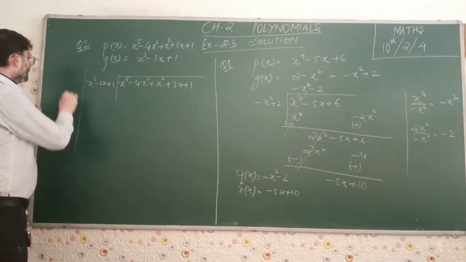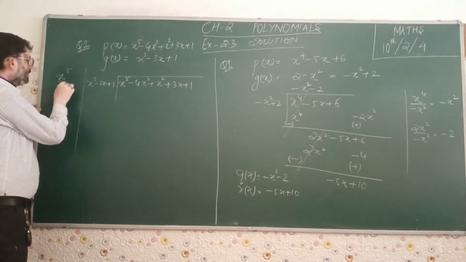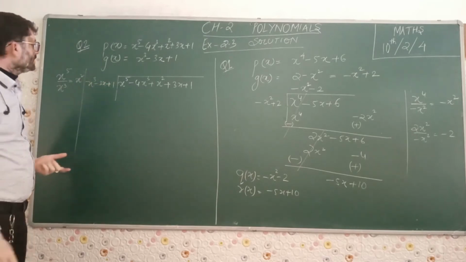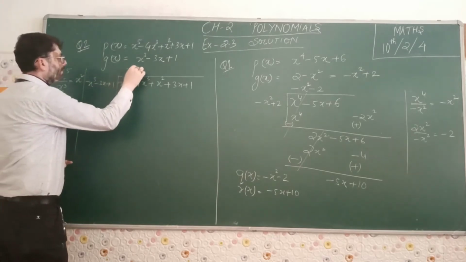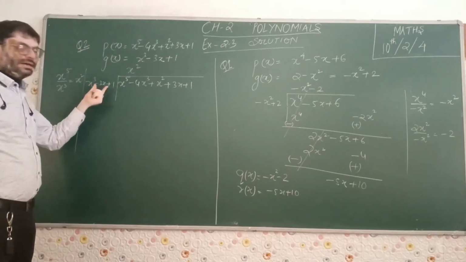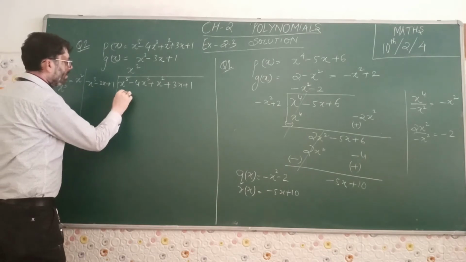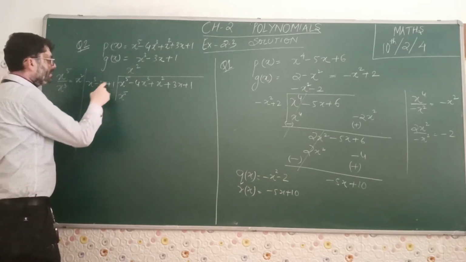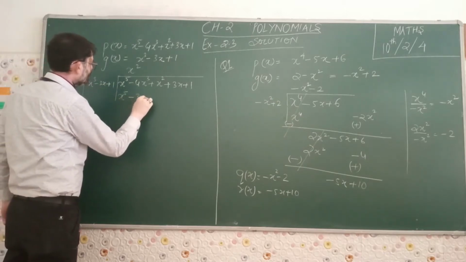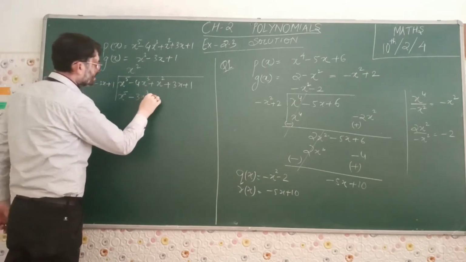Let us do from here. x to the power 5 divided by x to the power 3, we have x squared. So the first term in the quotient is x squared. We need to multiply this x squared to each and every term of the divisor. So x squared into x cubed is x to the power 5. x squared into minus 3x is minus 3x cubed. And x squared into plus 1 is plus x squared.